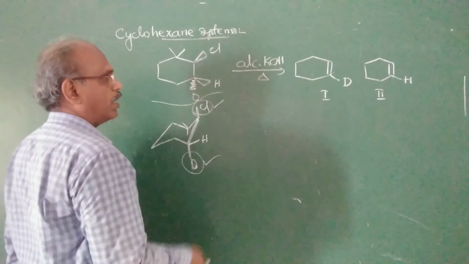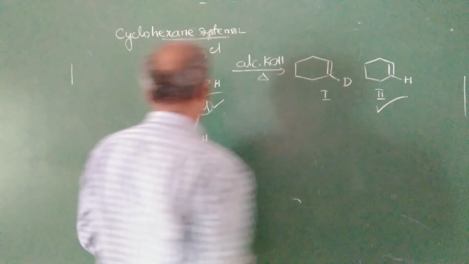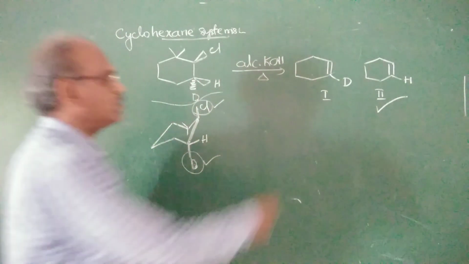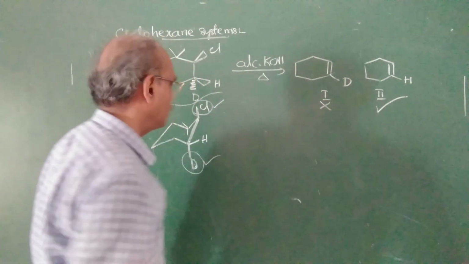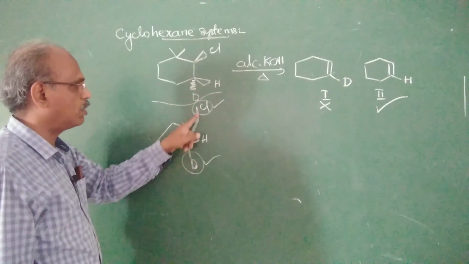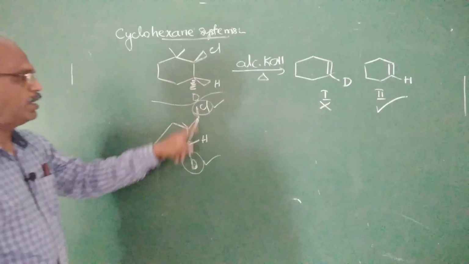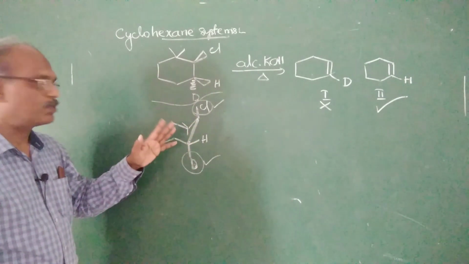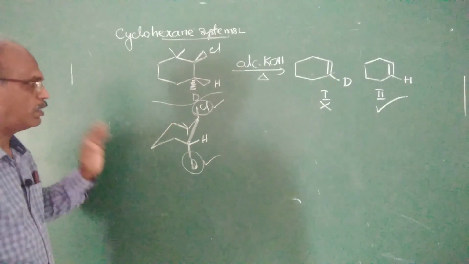Then what is the correct product? This one, where deuterium is removed. This is not possible. To get this one, we have to remove hydrogen. Cl and H are removed, and we get this one. But Cl and H are in different planes. Formation of a pi bond is difficult.